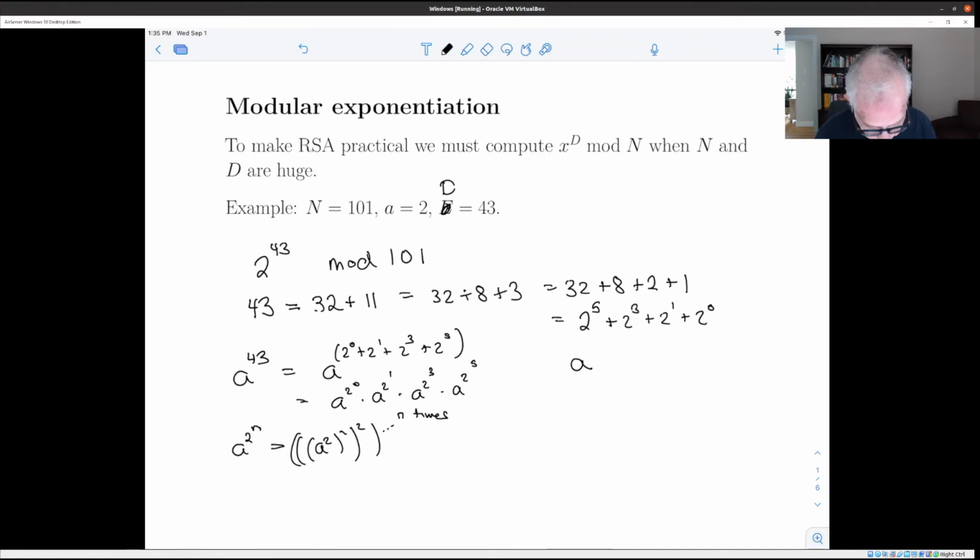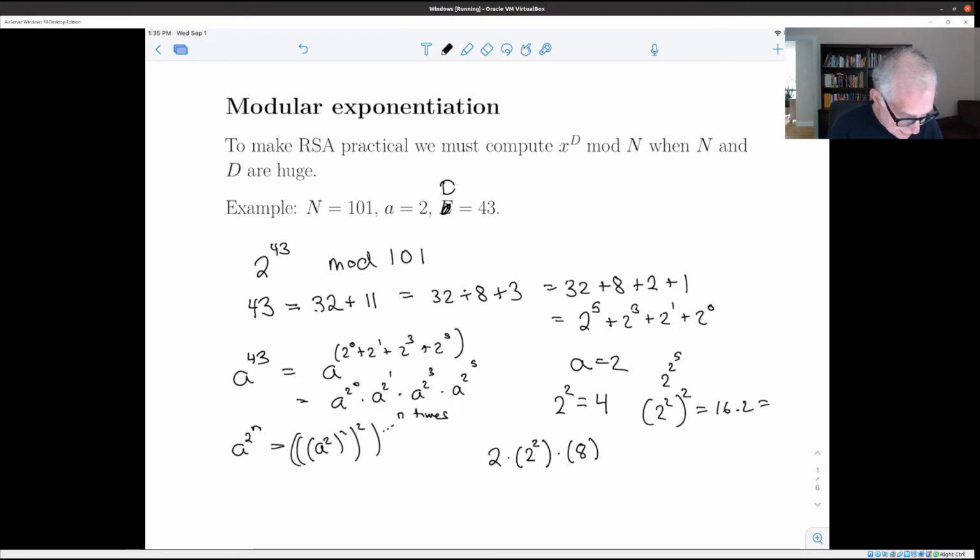So let's work it out. What is 2 squared? That's 4. So a is 2, so we would have 2 times 2 squared, which is 4. And now we need to know what is 2 cubed, but that's 2 squared times 2, that's 8. And finally, we need to know 2 to the 2 to the 5th. And to get that, we take 2 squared and we square it, that's 16. And then we multiply that times 2 and we get 32.